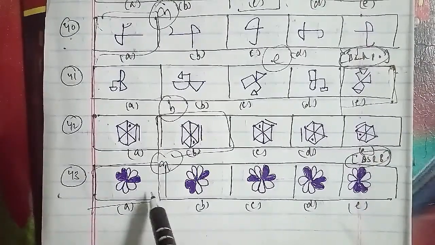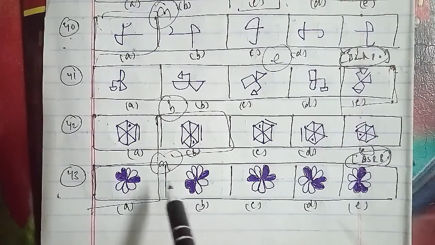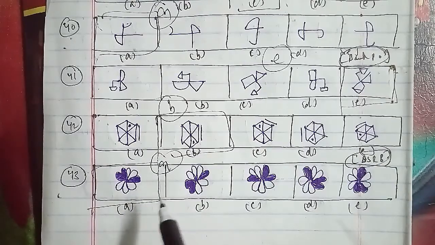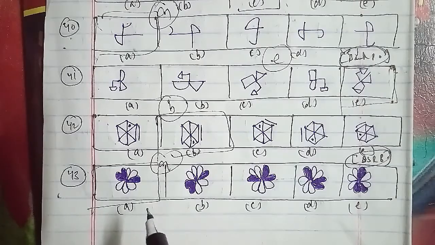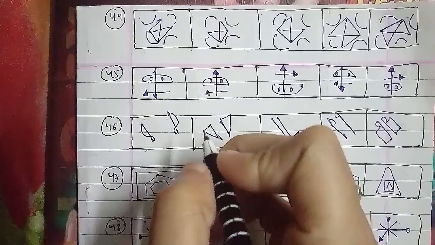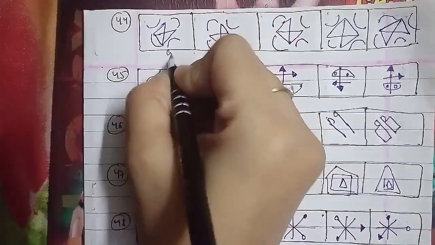44th question of the session, as you can see here, this has been named as figure A, B, C, D and E. In all of the figures, 2 arcs are curved inwards and 2 outwards. We can say that the figure which we have is figure D, which will be the right answer for this question, and that is the odd one out as well.